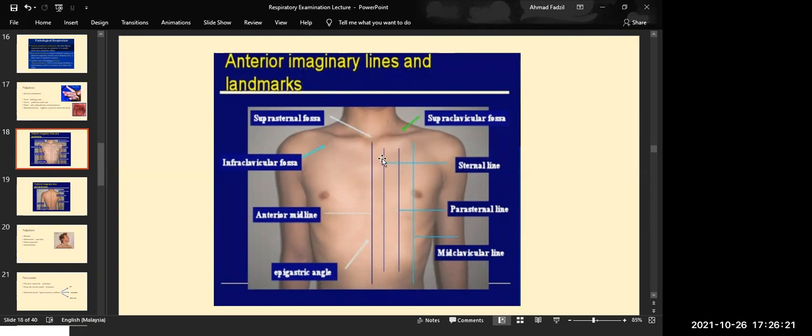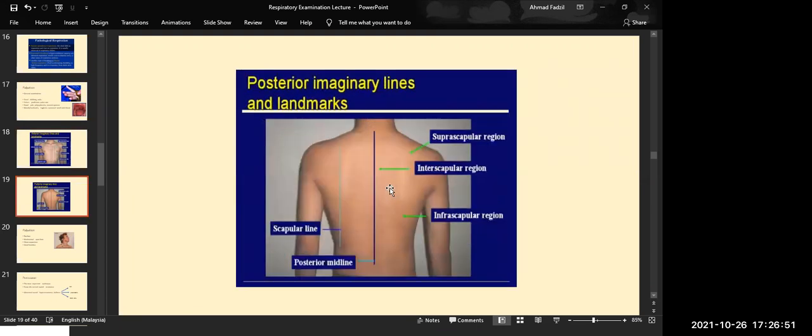This is the line, anterior and midline. There is the sternal line, the parasternal line, the mid-clavicular line. All this gives you some ideas where you are. The mid-clavicular line is the middle of the clavicle, and the parasternal line is just beside the sternal line. The sternal line is at the sternum, and lateral to it is the parasternal line. So when you describe your findings, people know what you are talking about.